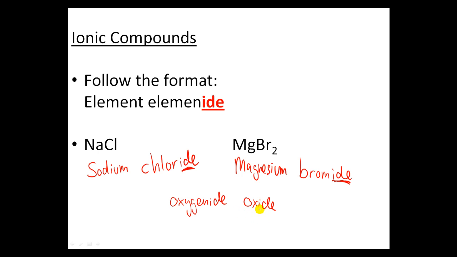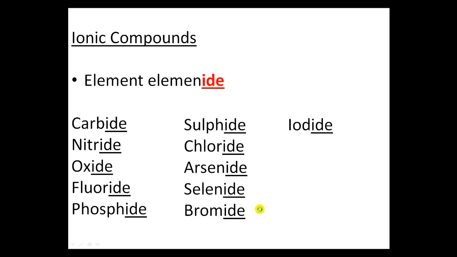So to assist you with this, I have created a list of all the nonmetals you're going to come into contact with. So take a moment to memorize these guys and get a feel for how they are pronounced. So for instance, this one's carbide. It used to be called carbon. So carbon turns into a carbide. Nitrogen turns into a nitride. Oxygen becomes oxide. Fluorine turns into fluoride. Phosphorus turns into phosphide. Sulfur into sulfide. Chlorine into chloride. Arsenic into arsenide. Selenium into selenide. Bromine into bromide, and then iodine into iodide. So all of these are the most common nonmetals you're going to deal with, and how they are changed into the IDE suffix.